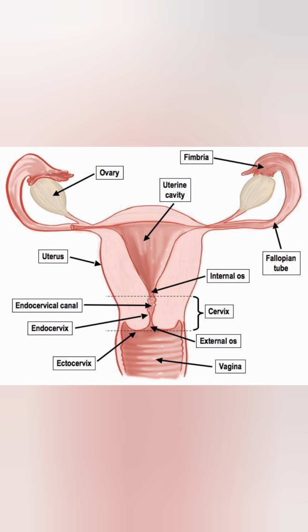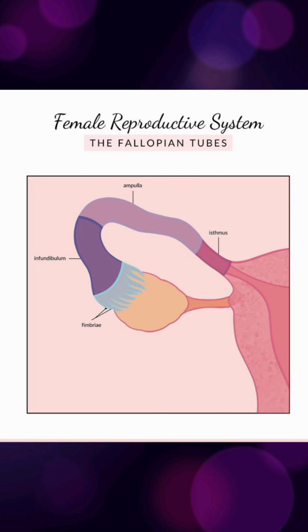Oviducts, uterus and vagina constitute the female accessory ducts. Each fallopian tube is 10 to 12 cm long and extends from the periphery of each ovary to the uterus. The part closer to the ovary is the funnel-shaped infundibulum. The edges of the infundibulum possess finger-like projections called fimbriae, which help in collection of ovum after ovulation. The infundibulum leads to a wider region, the ampulla, and the last part of the oviduct, the isthmus, has a narrow lumen and joins the uterus.